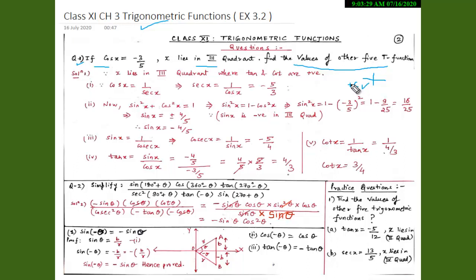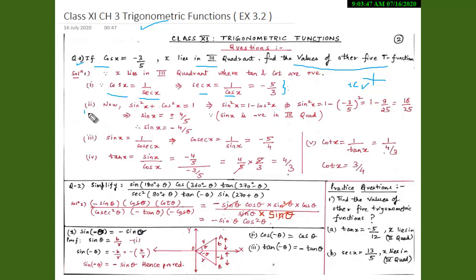Since we know that cos x is equal to 1 upon sec x, sec x will be equal to 1 upon cos x, which is the reciprocal of minus 3 upon 5, which is equal to minus 5 upon 3. So this is our second trigonometric function.